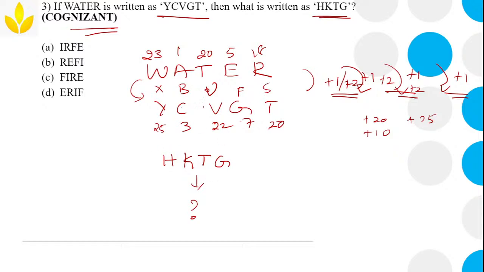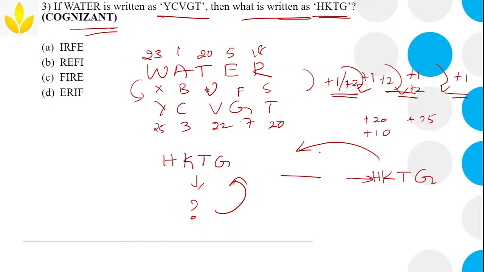Correct? Now here what they have written, then what is written as HKTG? There is something which is written as HKTG that you have to find out. Okay? That means it's backwards. What you have to do now? -2, -2, -2. Okay? H is 8, K 11, T 20, G 7. So minus two letters means H becomes 6. Correct? 11, 9 and then 20, 18, 7, 5.